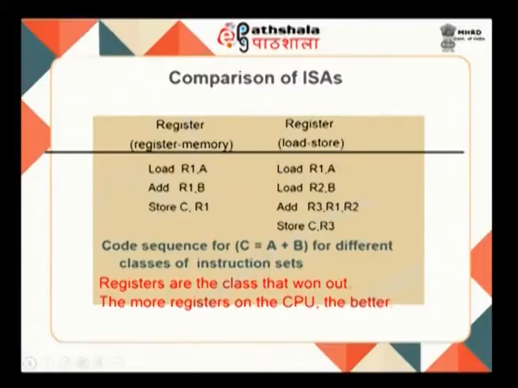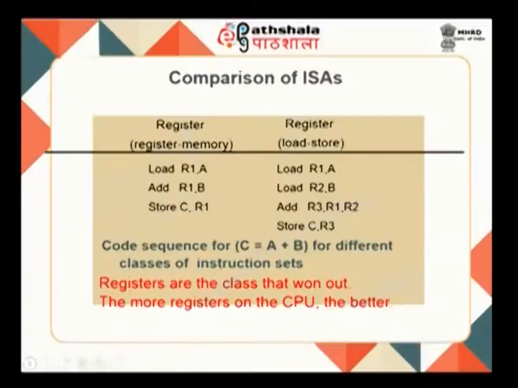Similarly, if it is a register memory ISA, you will load one of the operands into a register R1 and then straight away add it with the other memory operand and store the result in a memory location. On the other hand, if it is a register register ISA, both the operands will initially be loaded from memory into registers R1 and R2, then add R1 and R2, put the result into a third register R3, and then store R3 into a memory location. So, as you can see from these examples, you have different ways of executing the same operation C is equal to A plus B, and that obviously depends upon the ISA that you are looking at.